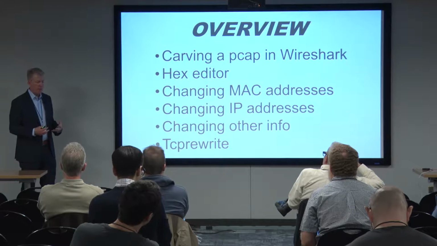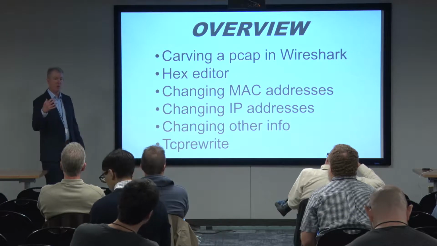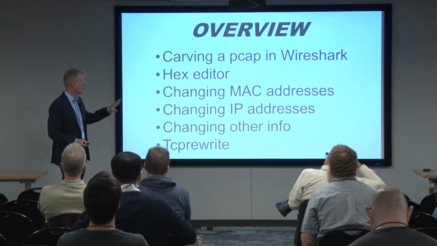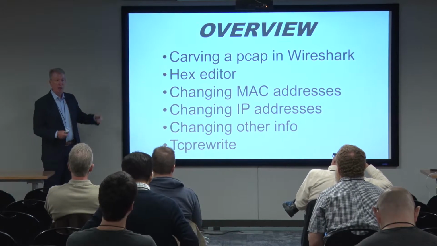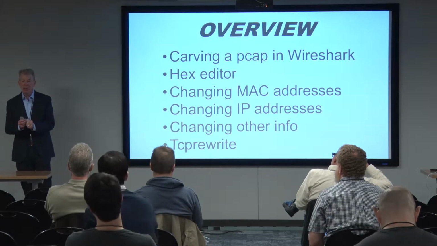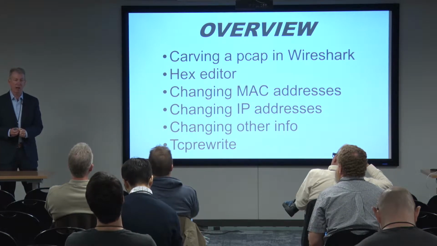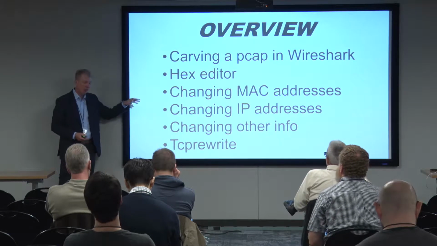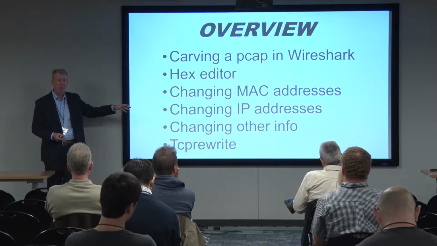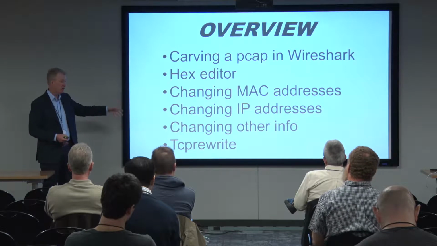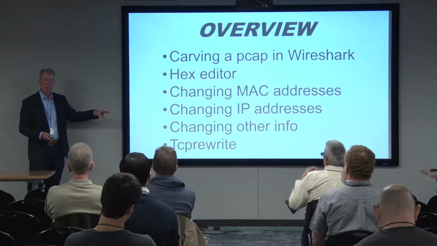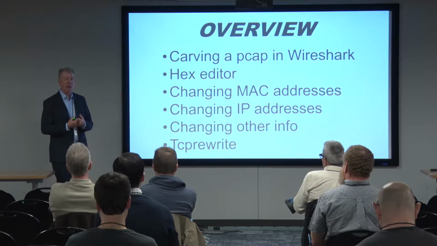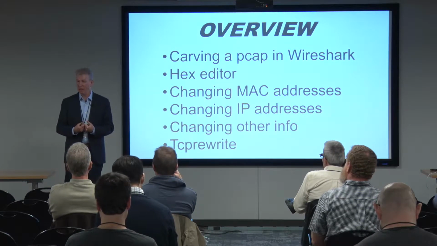So in order to share a PCAP with other people and not give away characteristics of my test environment, I need to do a few things. First, I'll need to carve any unnecessary data in that PCAP. I'll need to carve it out of Wireshark, save that PCAP, and then use a hex editor to change MAC addresses, change IP addresses, and change other info that may give away characteristics of my network. And then use tcprewrite to fix any of the checksum errors that I'll get after editing the PCAP in a hex editor.